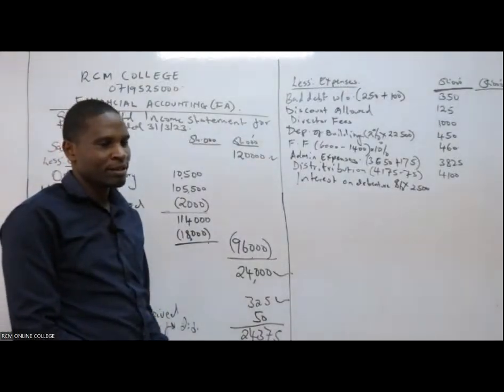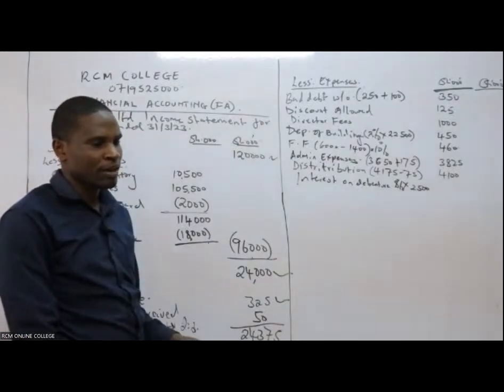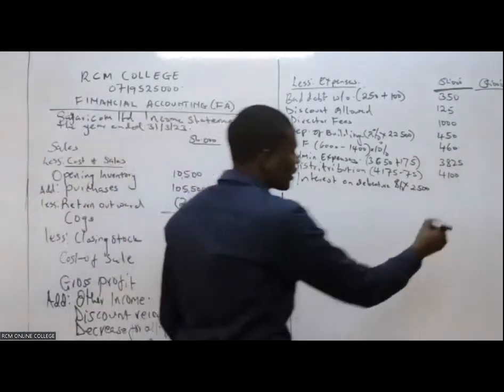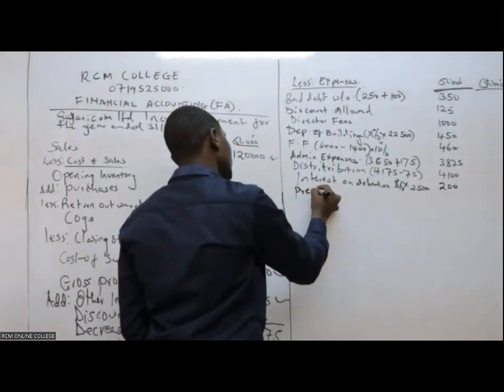Look at almost the last additional information. We are given the proposed dividend, the preference dividend. Hapa napewa 200. Preference dividend.